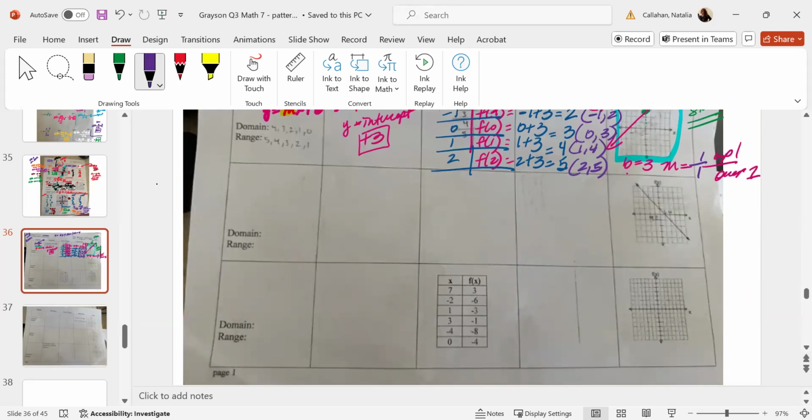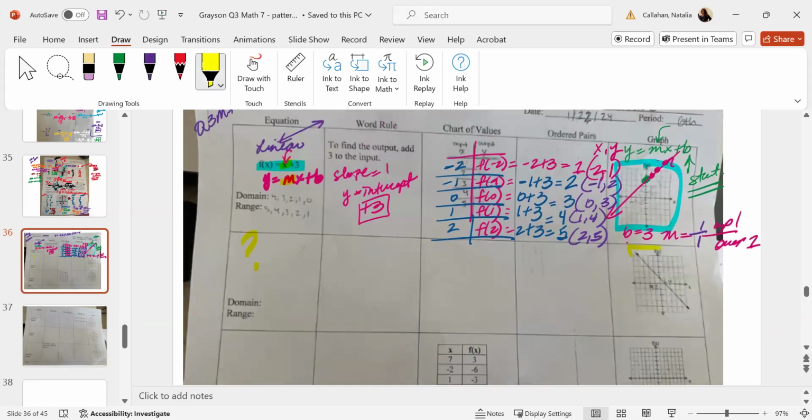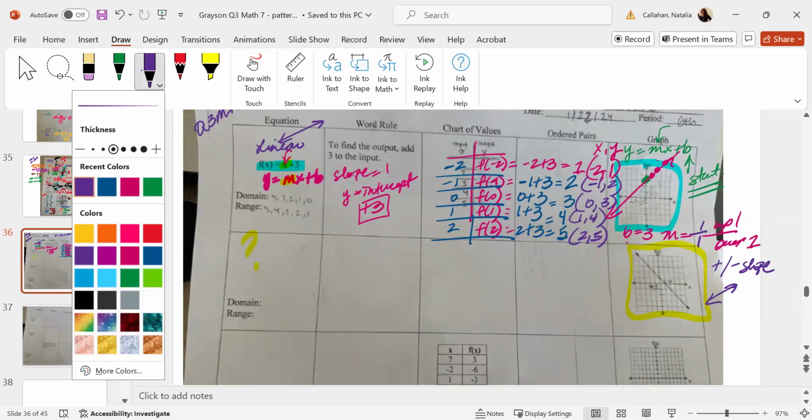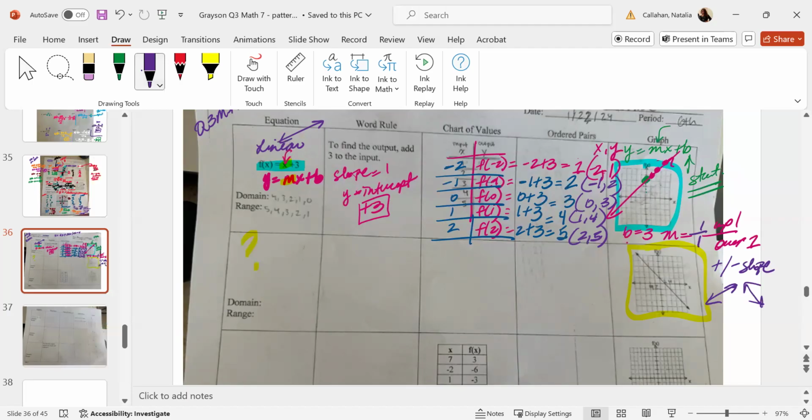Next question. Looking at this equation right here, notice how they do not give you any information here, right? Different than the last one, but they do give you a graph. So this is where you'll start. Looking at the graph right here, is it a positive slope or a negative slope? Positive slope means you go up the mountain. Negative slope means you go down the mountain. So which one is it? Positive or negative?